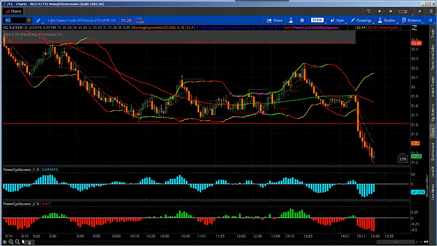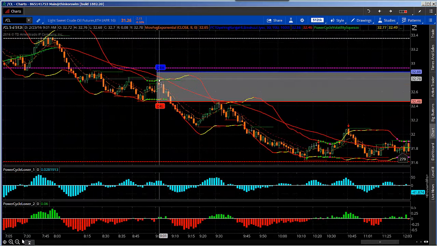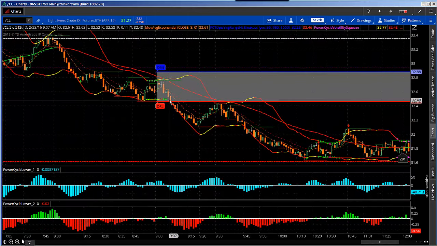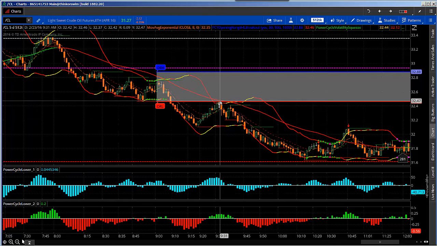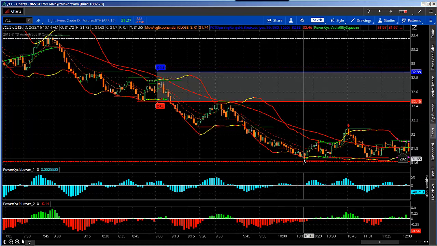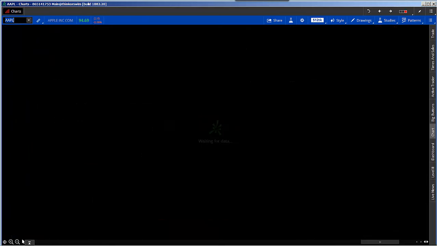Here was crude oil, same kind of setup here today. Came in, broke the opening range early, and then just pushed to the downside, came back up, got rejected at the opening range, and trended down hard again. So crude oil, and then you know, it's also good for stocks, and you can trade the options or use this for entry into swing trades for better precision entry.